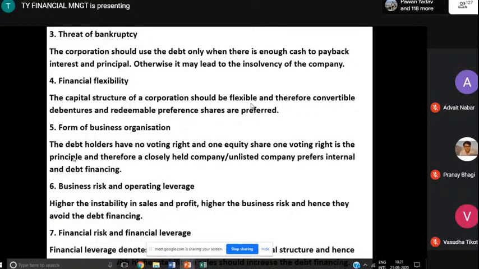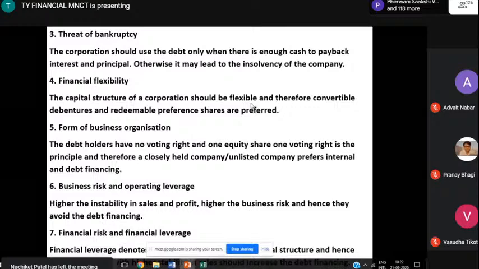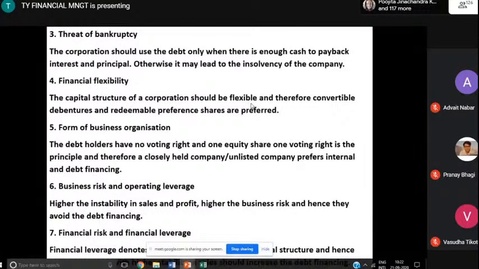Any confusion? Why? Even if you are running at a loss, you have to pay interest. You have to pay the principal back. Means you will be compelled to shut down the business. Okay. Next, financial flexibility.